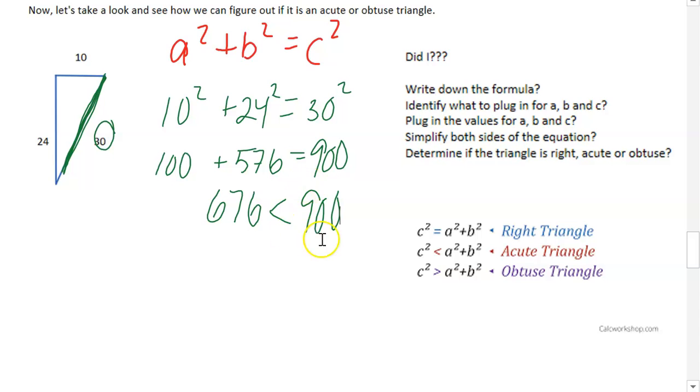c squared, which is 900, is greater than a squared plus b squared. And that's exactly how this reads if you were to either read it backwards or just by saying a squared plus b squared is less than c squared.